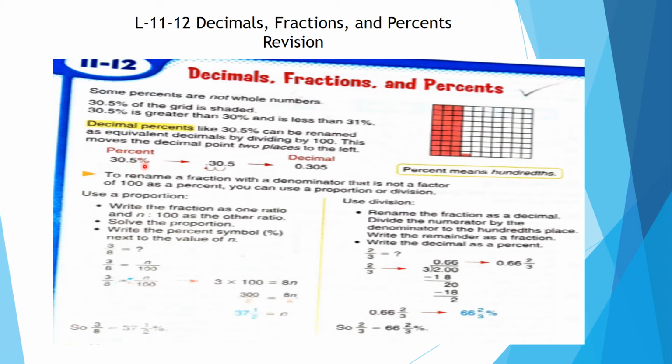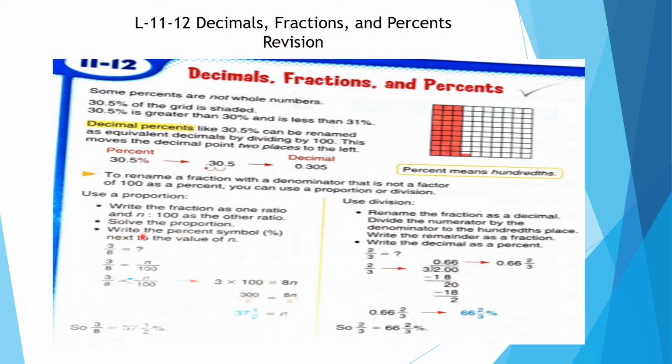And this one is converted into the decimal. How to shift? 1 and 2. The decimal is here. You can see in this one the decimal 0.305. I think this one is clear.